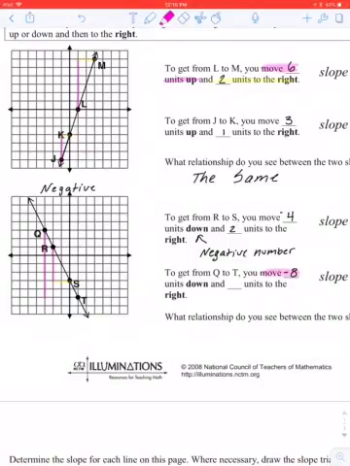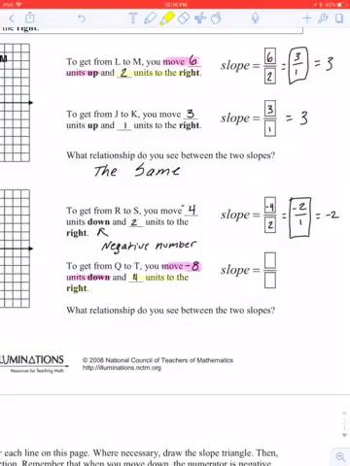So we're moving 8 units down, which is a -8, and then we're going to move how many units to the right? 1, 2, 3, 4. So we're moving 4 units to the right. All right, so let's write our slope. We've got -8, that's our vertical movement, over 4. Type that in your calculator, you will get -2, which as a fraction is -2/1. And again, they are the same.